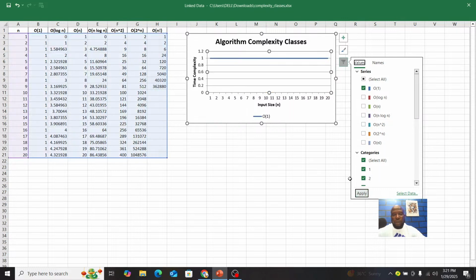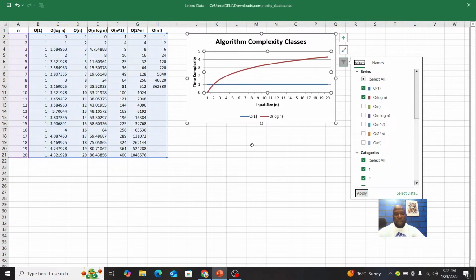So if I do it like this, you can see that the linear time is constant regardless of the input size. And if you look at this table, you can see for linear time we have this 1 to 20. So regardless of the input size, it's still the same, which is 1. If you look at this logarithmic time, you can see how it grows. You can see that as the numbers are increasing, it is slowing down. Basically you can see from here, this is the time complexity.